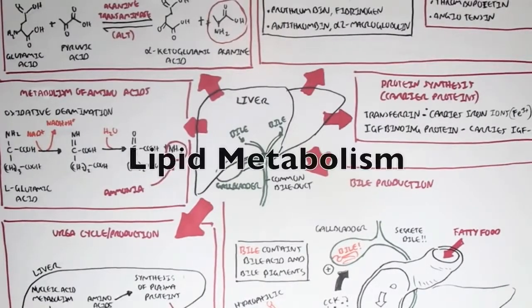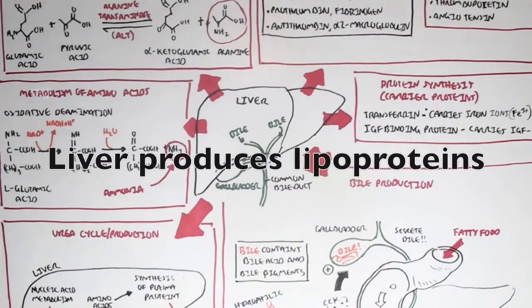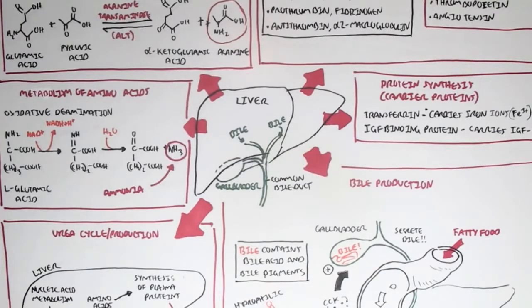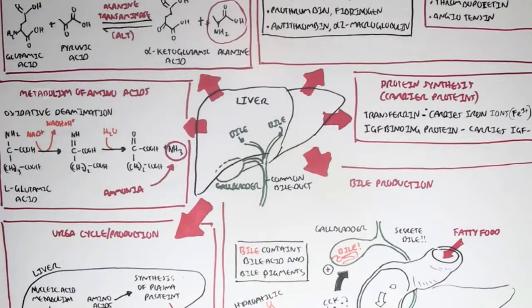Such as lipid metabolism, the liver actually produces a lot of lipoproteins. Lipoproteins, as the name suggests, are lipids and proteins, but mainly lipids, which travel around the body, transporting lipids and proteins. The liver also synthesizes cholesterol and phospholipids. Phospholipids are the main part of lipoproteins. Phospholipids essentially make up most of the cell membranes we have. Cholesterol is important for the body in many respects.